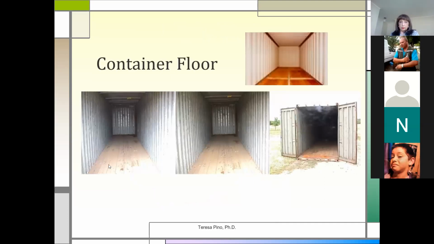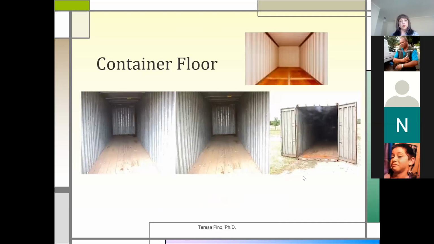As I was telling you before, all the floors of the containers have wooden floors. Okay, so they need a phytosanitary certificate. And there you have it, guys.